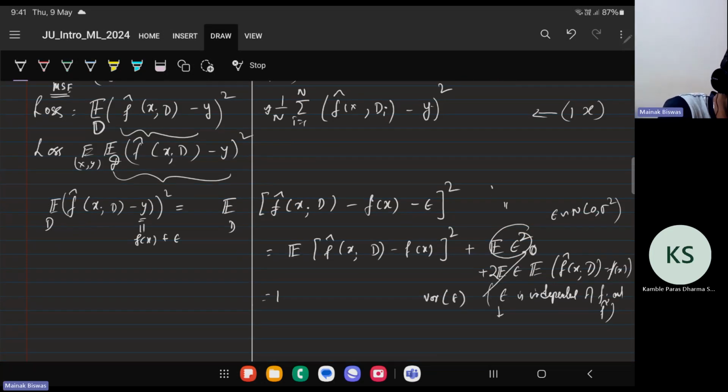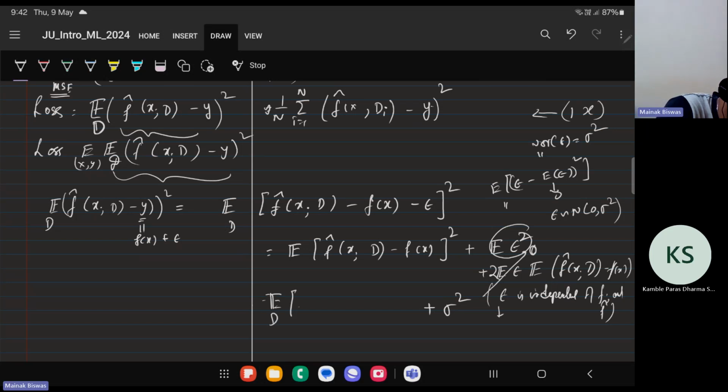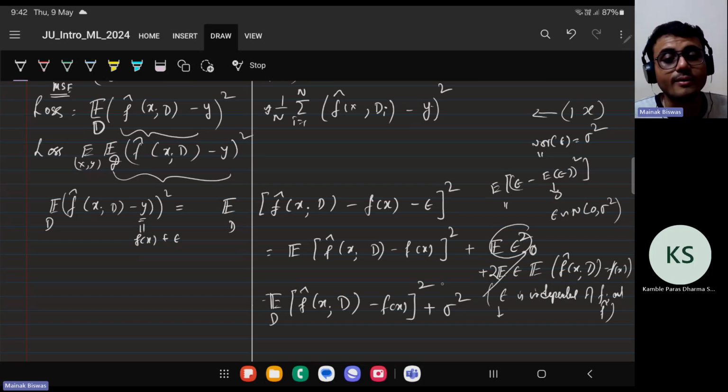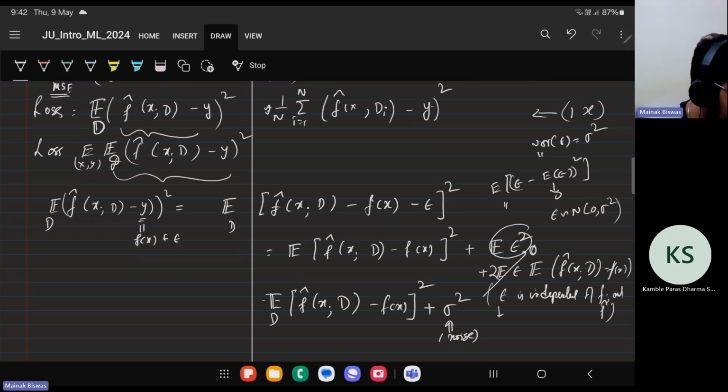You also know that the expected value of epsilon squared is nothing but the variance of epsilon. How do I tell you that? Because the expected value of (epsilon minus expected value of epsilon) whole square, with the mean being 0, is equal to the variance of epsilon, which is equal to sigma squared. So we get sigma squared plus the expected value over the data set of (f hat of x comma D minus f of x) squared. Now the idea is, how do I categorize it into bias and variance terms? I know that this is noise.